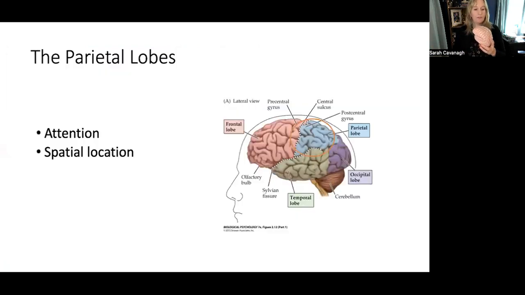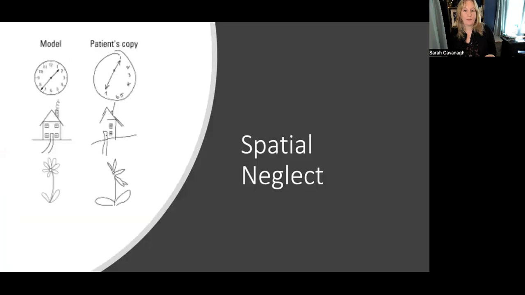All right, above the temporal lobes, but behind the front, we have the parietal lobes. And these are the regions of the brain involved in attention and spatial location. So figuring out where things are in space and pointing your attention to them. An interesting phenomenon can happen if you have damage to the parietal lobes, often through stroke, which is something called spatial neglect. And this happens especially if you have damage to the right parietal lobe.